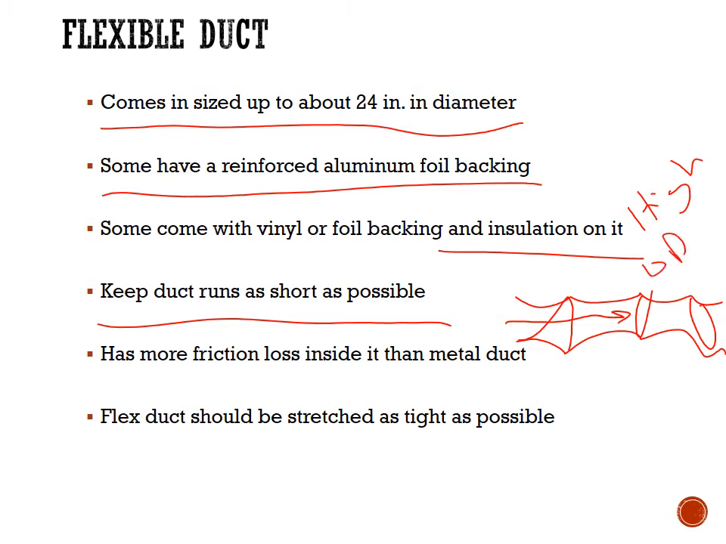High pressure drop. More friction losses than duct metal, again, because it's not smooth. The air goes up and down. There are a lot of spirals, and air can generate a lot of turbulence because we are pumping it very fast. And it should be stretched as tight as possible because, again, you want to eliminate those wrinkles and you don't want it to collapse on you.